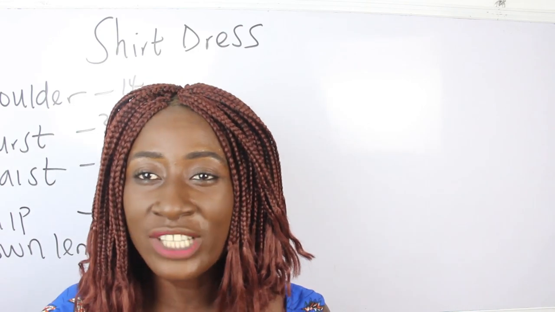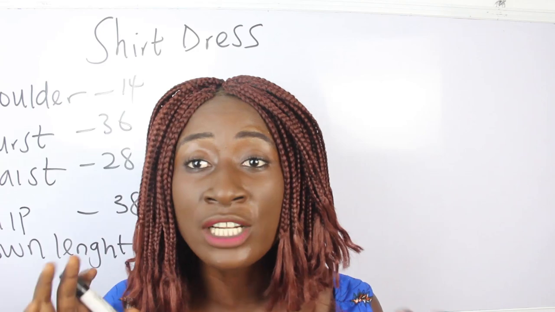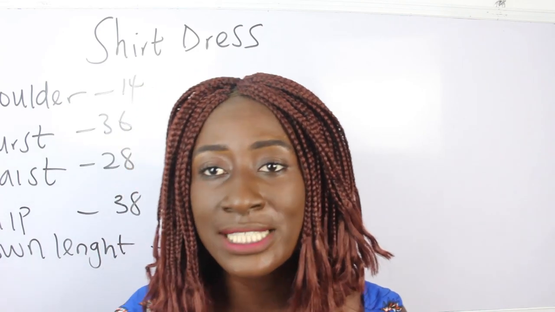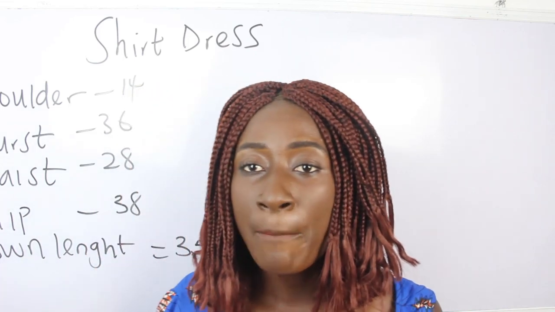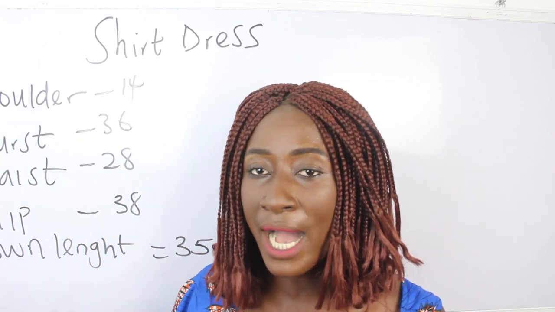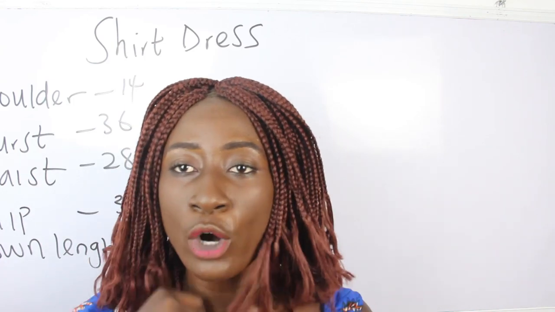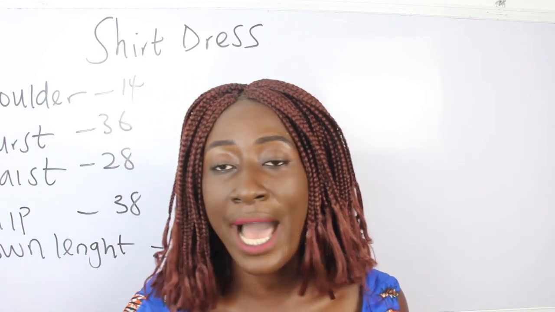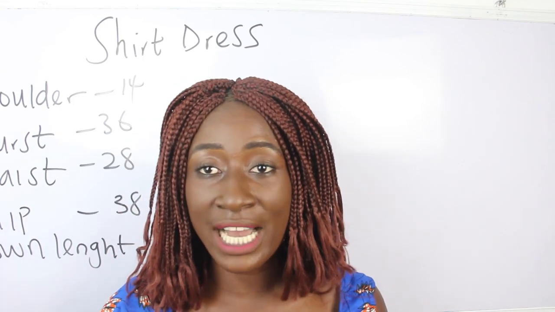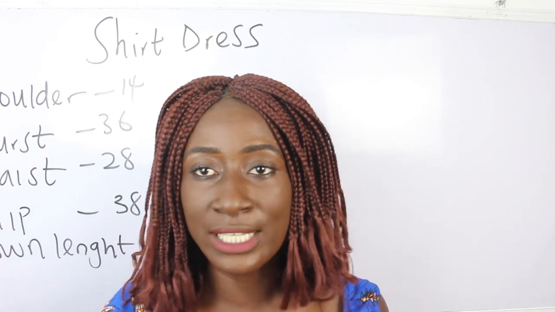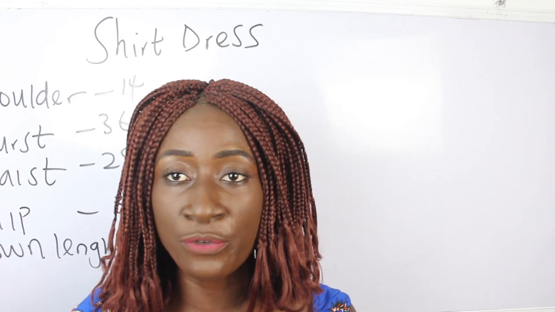Now a shirt dress is basically a dress in form of a shirt, and people actually love this form of dress, right? So what are the basic measurements required? Our shoulder measurements, bust measurements, waist, hip and our gown length. Of course, in a shirt dress we usually have a collar, so you're going to be asking, how are we going to get the collar? You are going to achieve that in the course of this video while we are sewing. That is the right time for you to know how many inches is required for your collar.